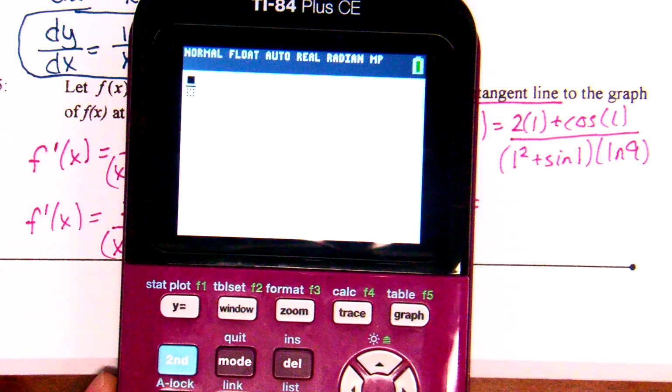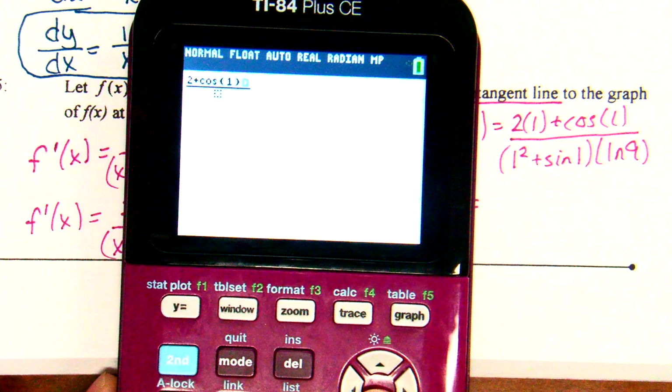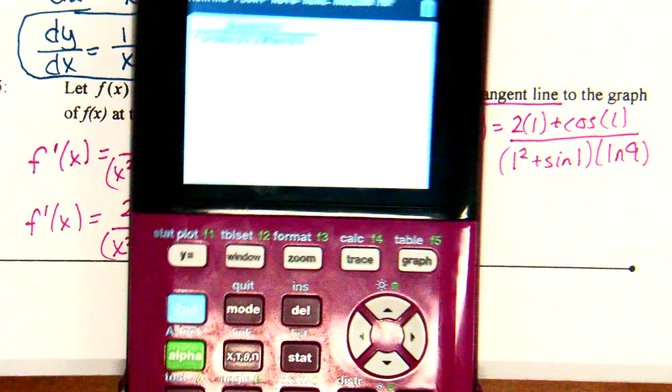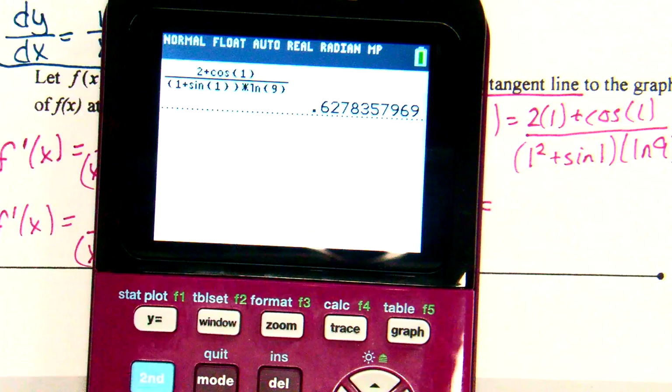So, 2 plus cosine of 1 over, parentheses, 1 plus sine of 1, in parentheses, times natural log of 9. Your job is to get your answer to match my answer. And I do like my answer.